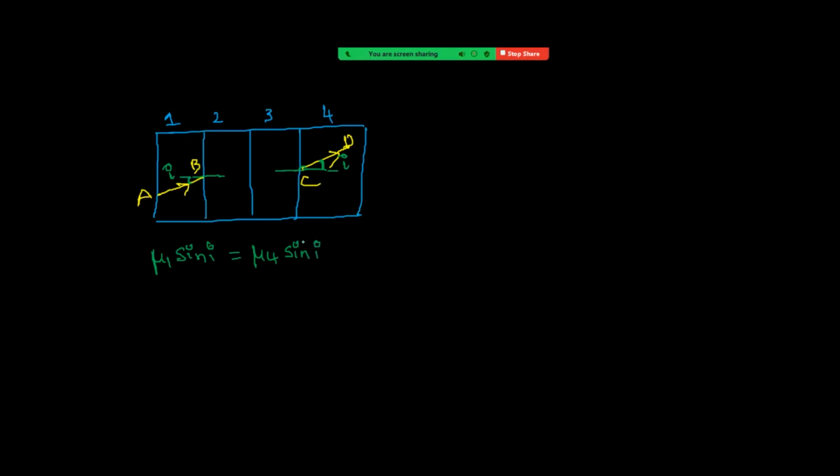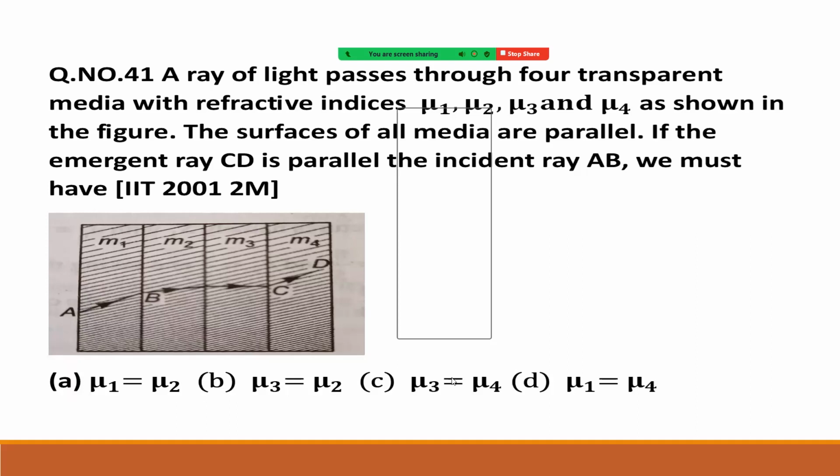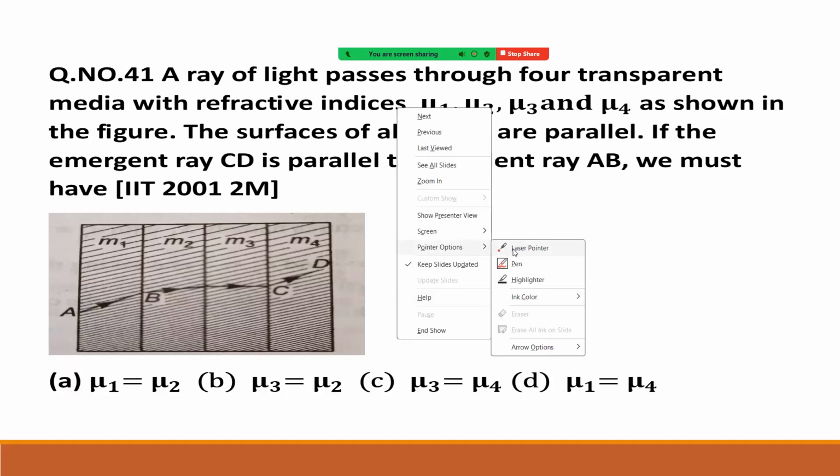Since boundaries are parallel, these two normals are also parallel. Since AB and CD are parallel, they make equal angles, the same angle i, and this also i. That means sin i and sin i get cancelled. So mu1 is equal to mu4, based on the same point. So it is option 4, right?